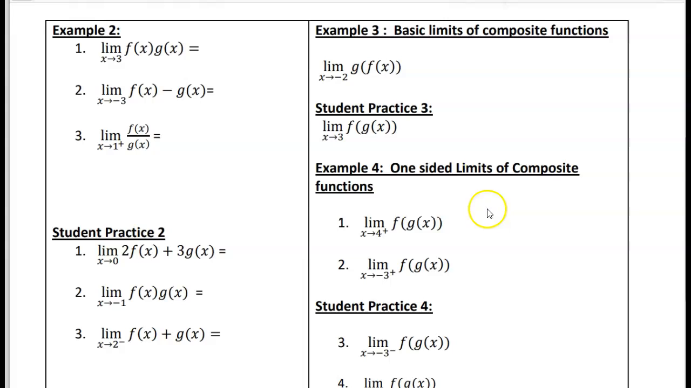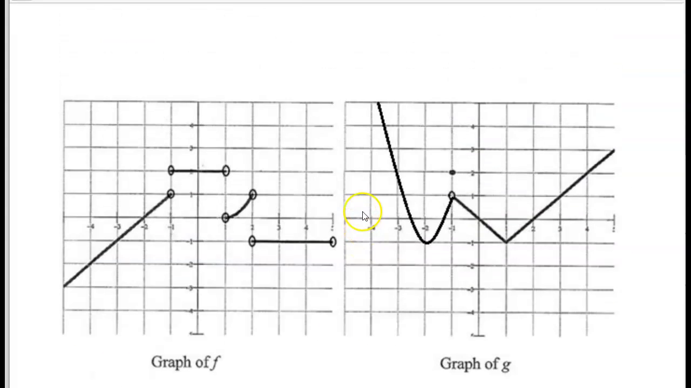All right, now we're going to add an extra layer of difficulty. We're going to do one-sided limits. Okay, we're going to be doing some one-sided limits, and that's going to add a new interesting twist to things here. So let's go ahead and take a look at example 4, number 1 here.